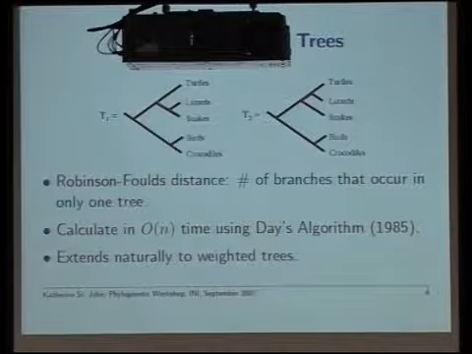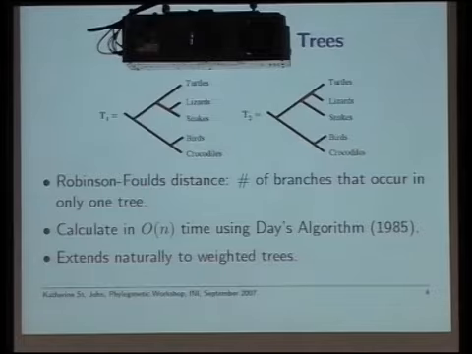So the first one, which is probably the one that you'll see most commonly in simulation studies, is the Robinson-Foulds distance, which is just asking how many branches occur in exactly one tree. Why do you see this a lot? It can be calculated in order n time, so it's linear, and it works really well with weighted trees also.